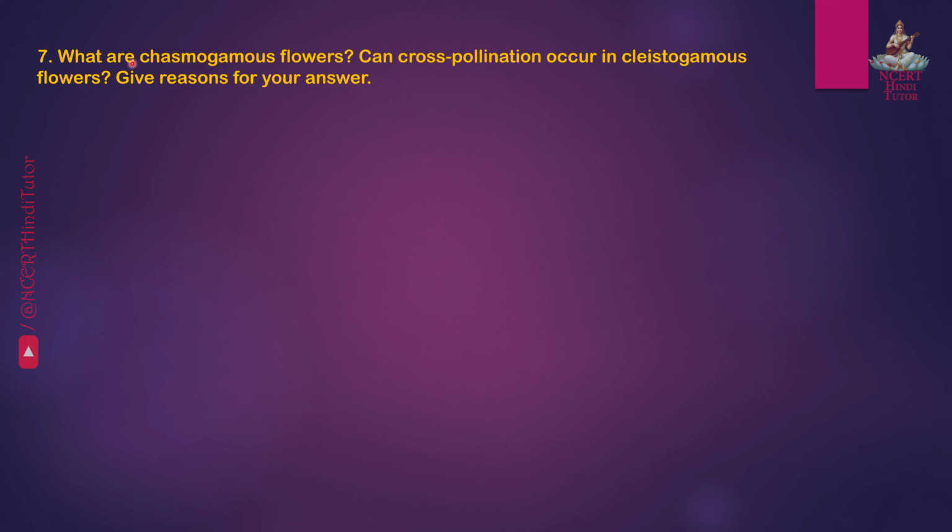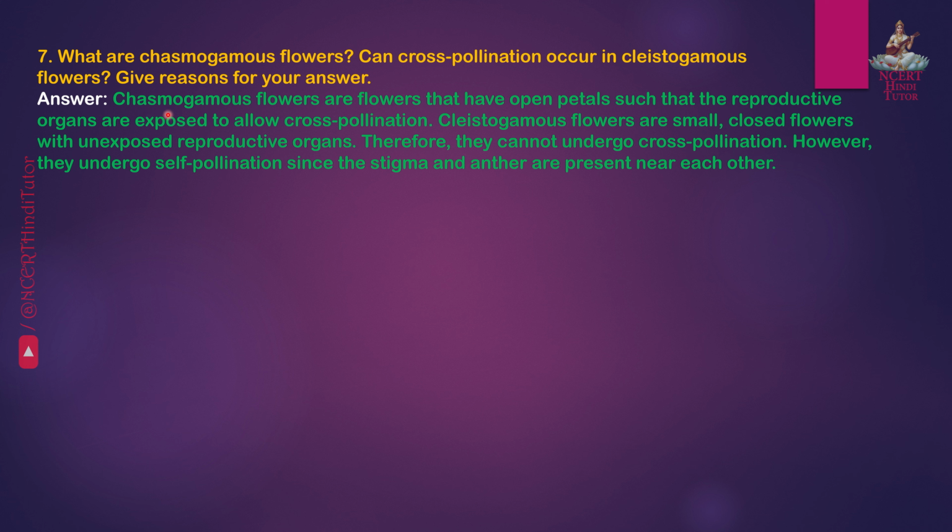Question 7. What are chasmogamous flowers? Can cross-pollination occur in cleistogamous flowers? Give reasons for your answer. Answer. Chasmogamous flowers are flowers that have open petals such that the reproductive organs are exposed to allow cross-pollination. Cleistogamous flowers are small, closed flowers with unexposed reproductive organs. Therefore, they cannot undergo cross-pollination. However, they undergo self-pollination since the stigma and anther are present near each other.